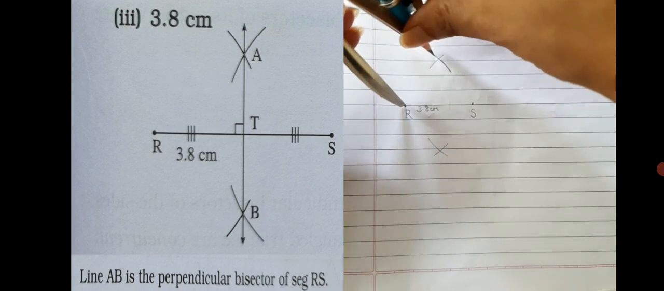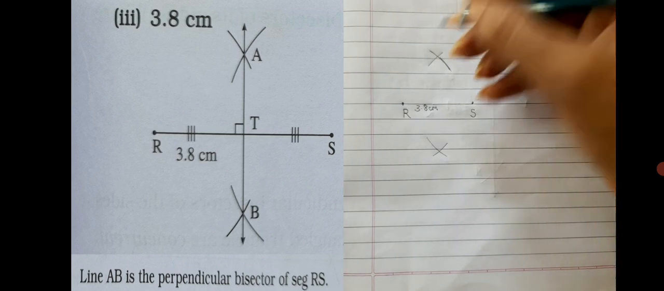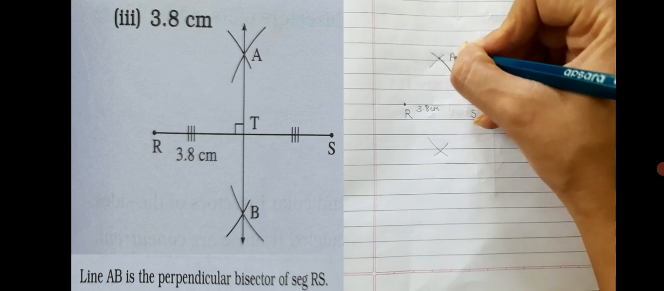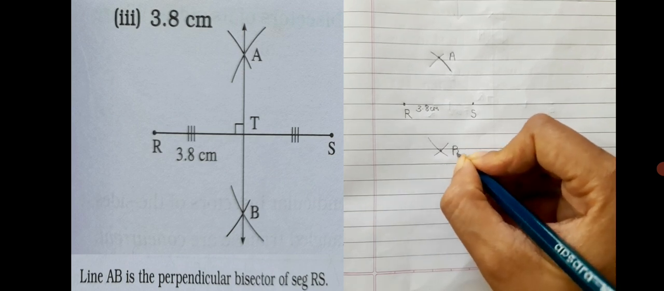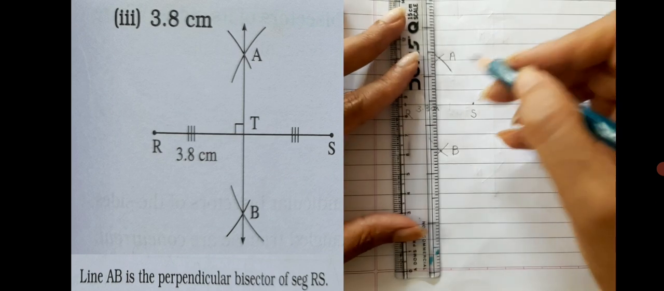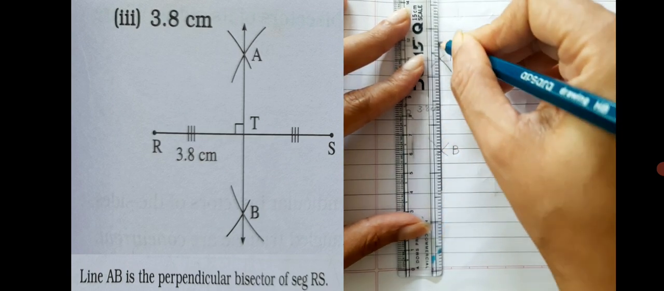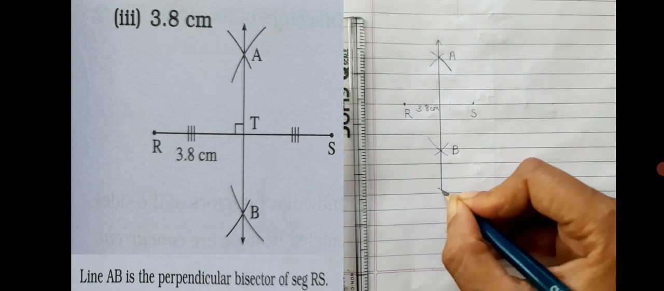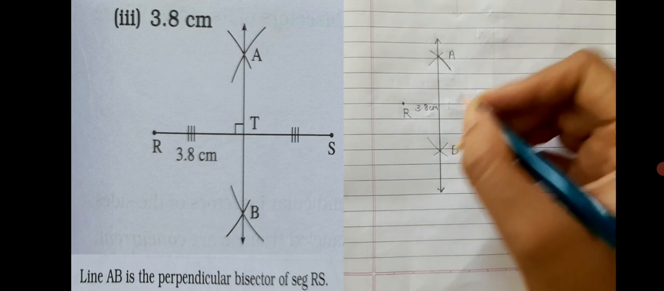Now that the arcs are intersecting, we can mark the points as point A and we can mark the other point of intersection as point B. Now with the help of scale, we will join point A to point B. This is our perpendicular. So now we draw the line, mark the arrows and you can say that line AB is the perpendicular bisector of seg RS.